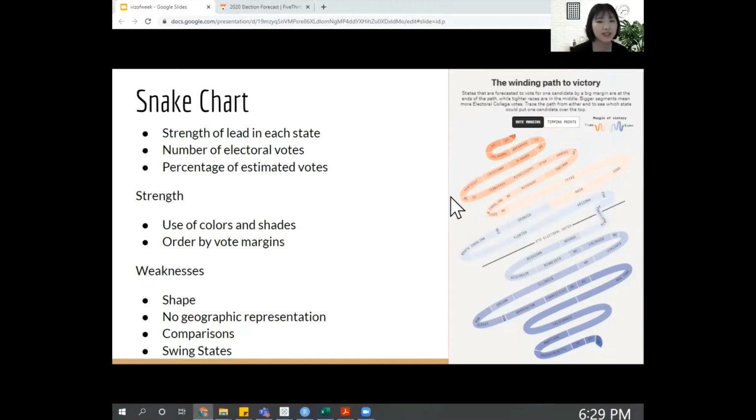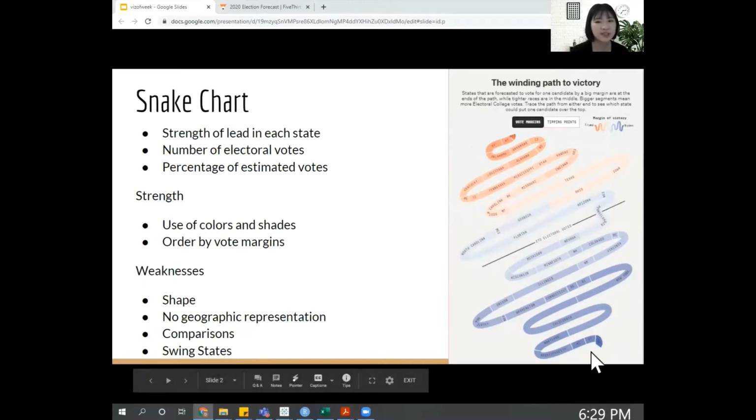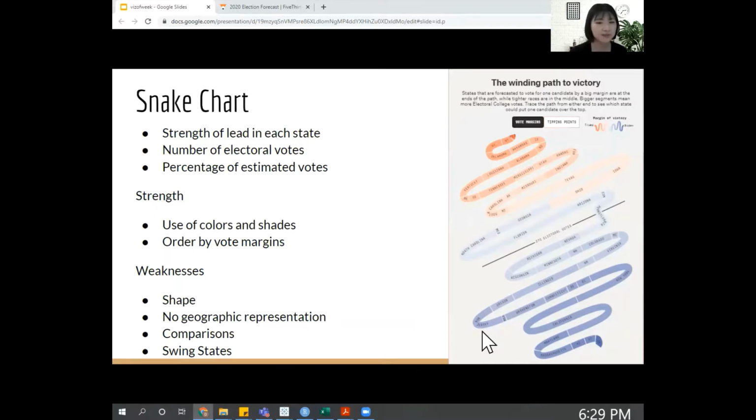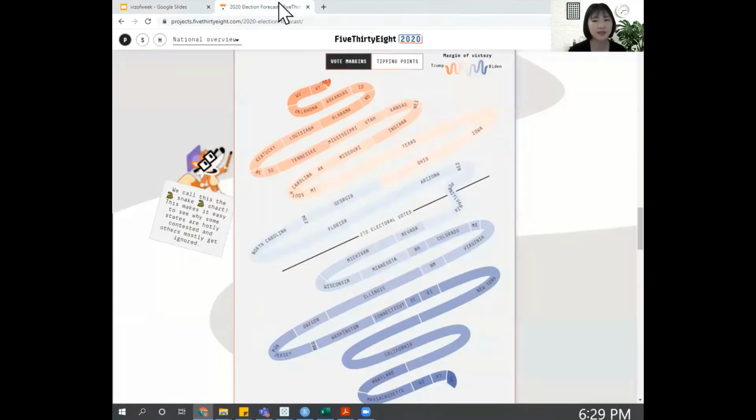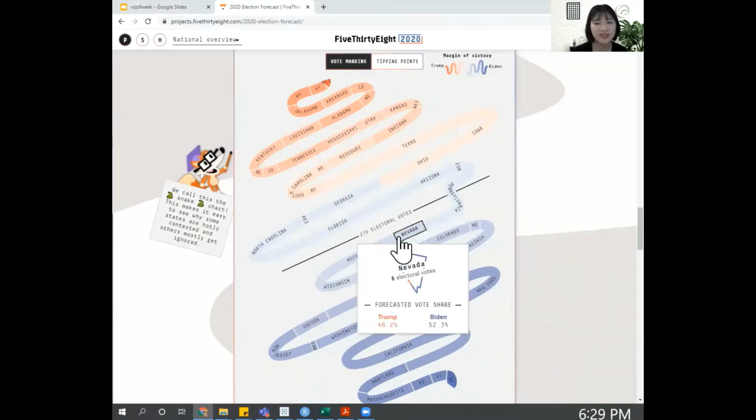Secondly, the chart is ordered from the reddest states at the top to the bluest states at the bottom. We can see which states have the strongest support for candidates. Another strength of the chart: the number of electoral votes for each state is represented by the length of the segment. If you hover over, you can see forecasted vote shares for each state. The chart contains a lot of information.